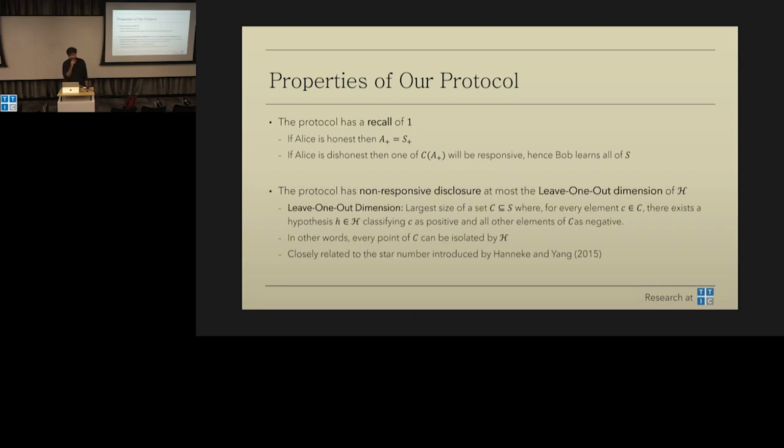And what is the non-responsive disclosure? I would claim it is the leave one out dimension of the hypothesis class. What is the leave one out dimension? The leave one out dimension is just the largest size of a subset of documents where you can isolate every document on its own. So for every document little c in capital C, there is some hypothesis which classifies little c as positive, but all the other documents as negative. This is very closely related to the star number which was introduced by Hanneke and Yang. It's in fact a watered down version of what they introduced, but this is what the non-responsive disclosure will be.